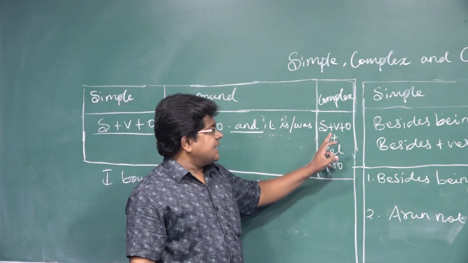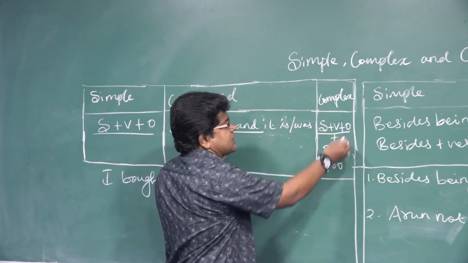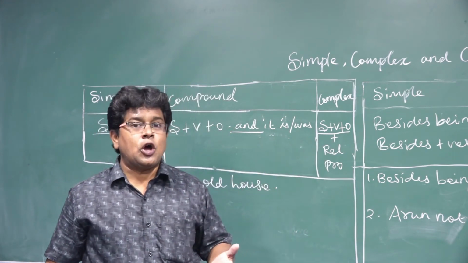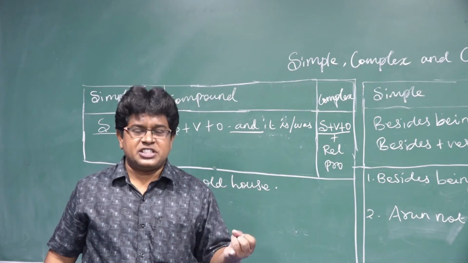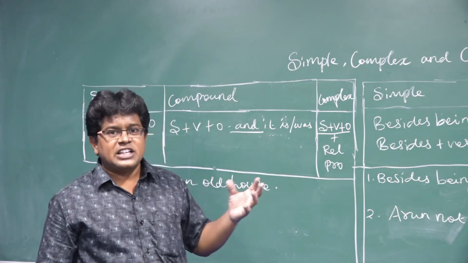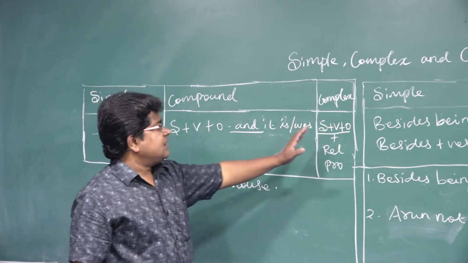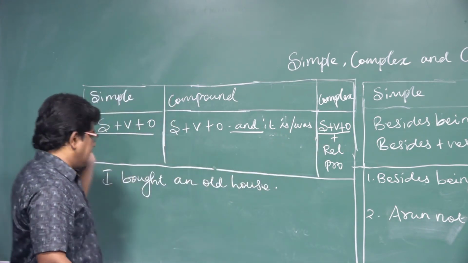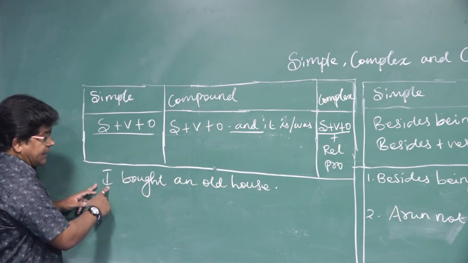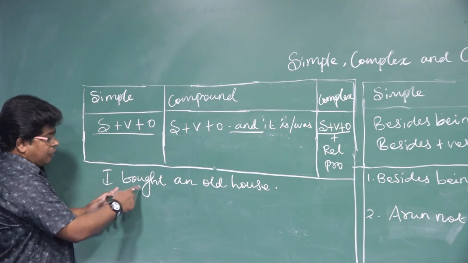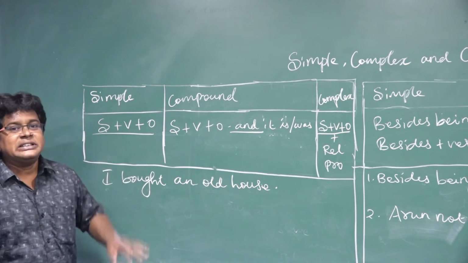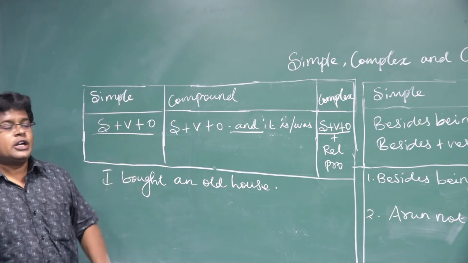In complex sentence, we have to use the same subject plus verb plus object, but we have to use a relative pronoun. What is the relative pronoun? Which, that, whose, who, when, where. These are all the relative pronouns that we have to use here. See, I bought an old house. What's the sentence? I bought, subject, verb, an old house, object. So this is a simple sentence.